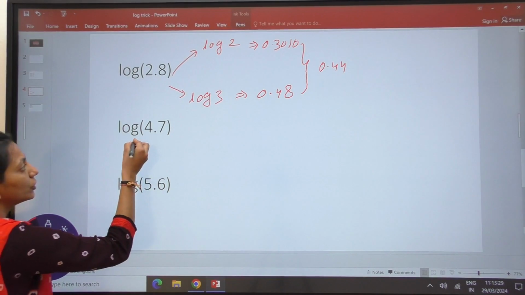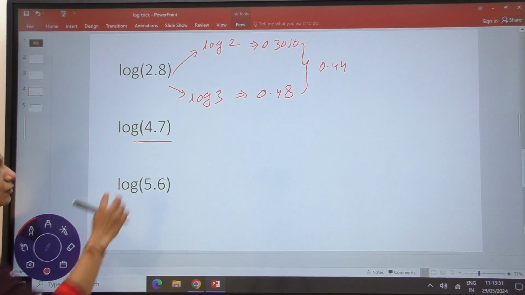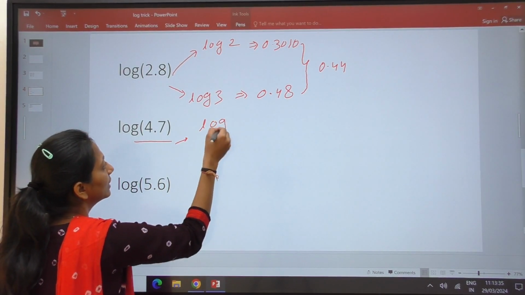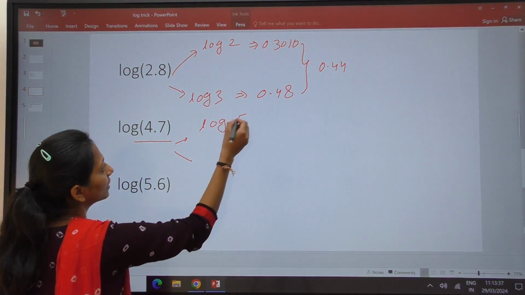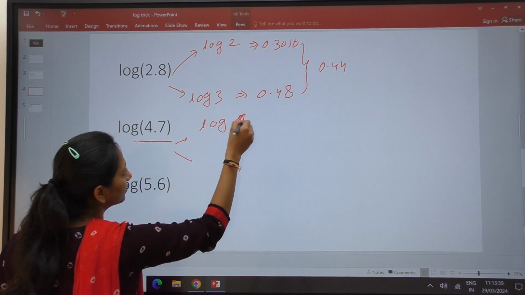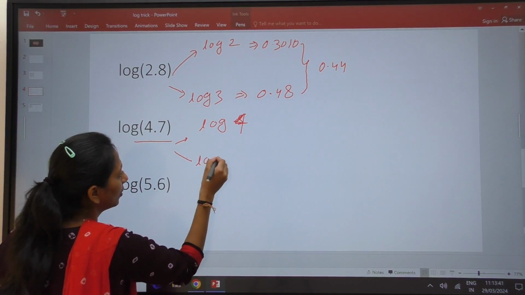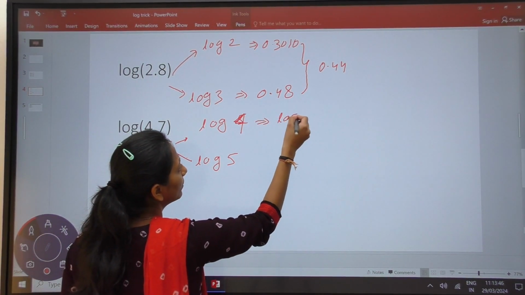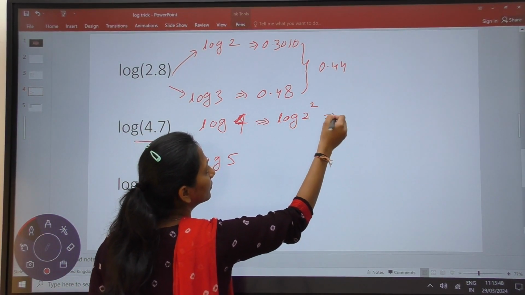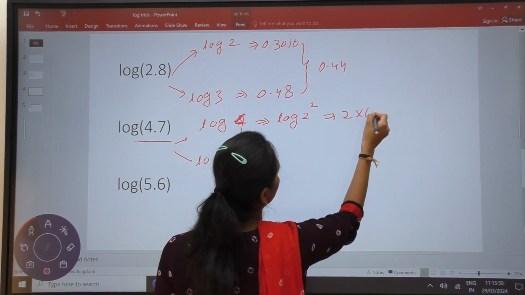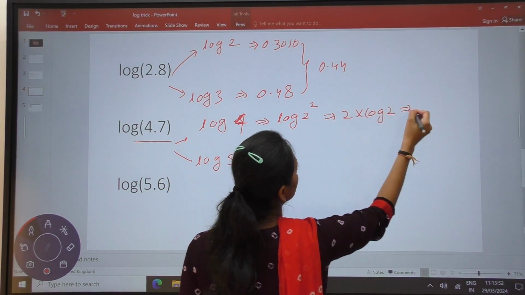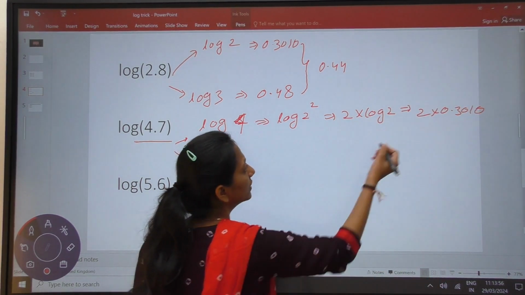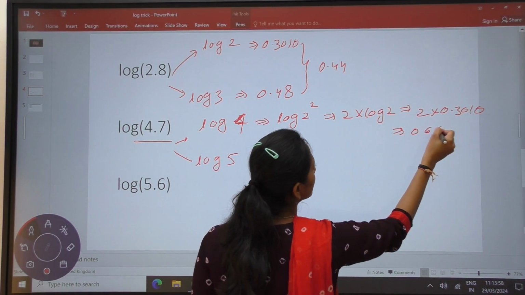Same way, if you want to find the log 4.7, 4.7 is in between the range of log 4 and log 5. How are we writing log 4? Log 4 can be written as log 2 square. We will put 2 and the value of log 2, which upon simplification we will get 0.3010, which is equal to 0.60.